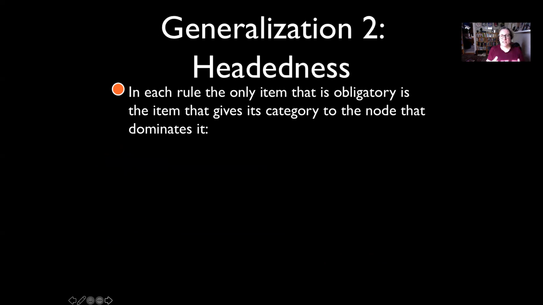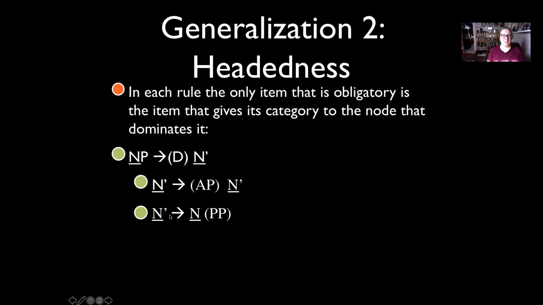Generalization 2, headedness, right? In each rule, the only item that is required, that is obligatory, is the item that gives its category to the node that dominates it. This simply means the only required item for an NP is an N. The only required item for PP is a P, although we can argue about that, because prepositions are weird. The only required item for a VP is the verb.